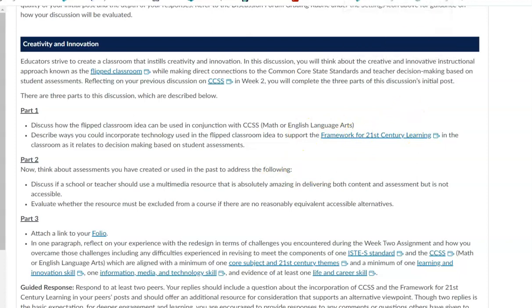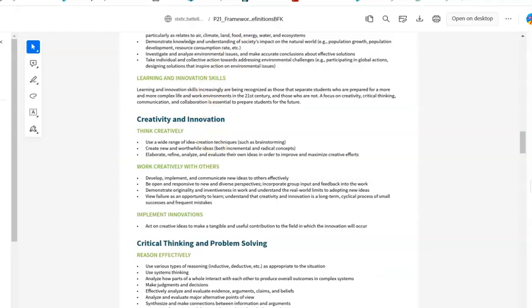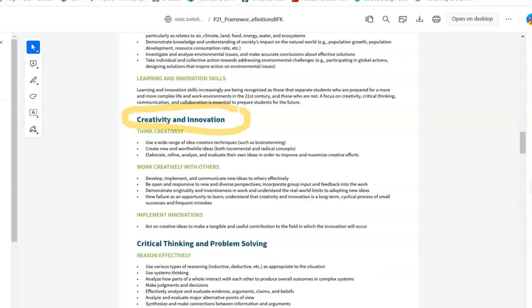So if you click on that framework, I would encourage you to look at the creativity and innovation, which is under the learning and innovation skills of the framework. And then you can look at these three areas: think creatively, work creatively with others, and then implement innovations. So see where you can make that connection there.